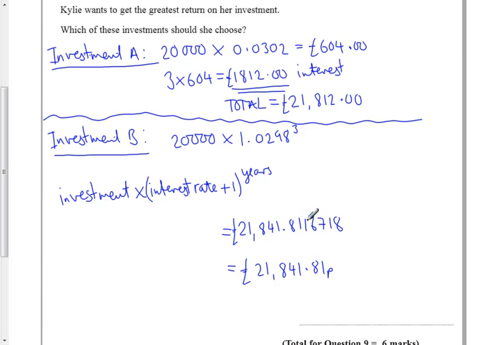So which of the investments should she choose? Well, clearly she gets £21,812 for that, or £21,841 for this one. So she earns slightly more. She should choose investment B, because she makes a little bit more money.